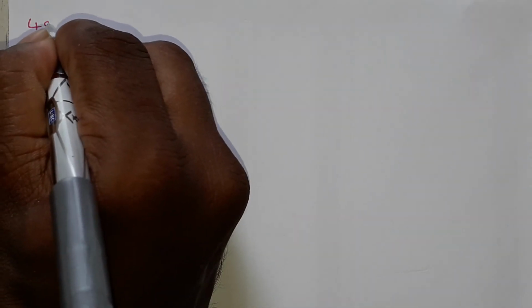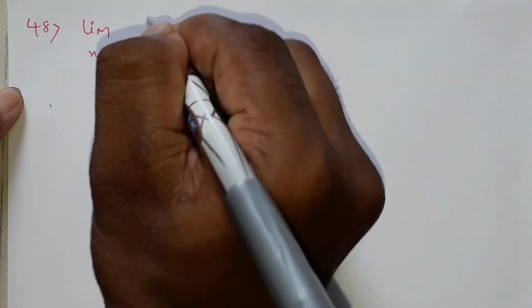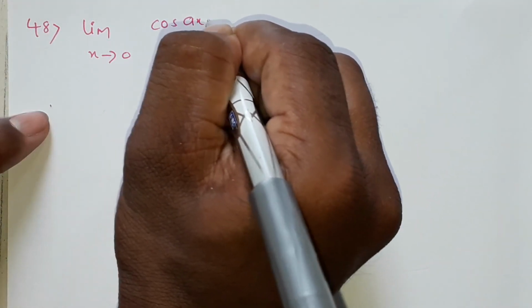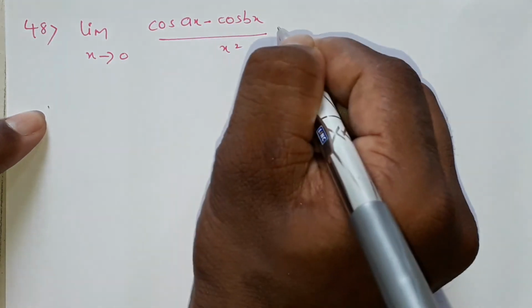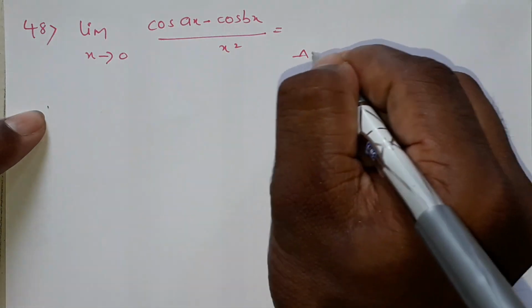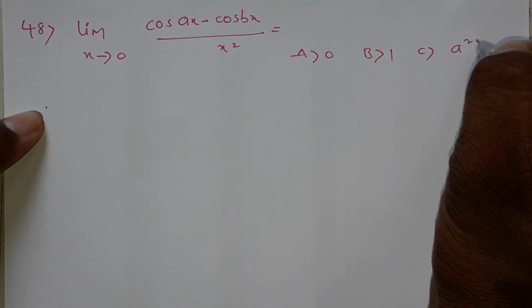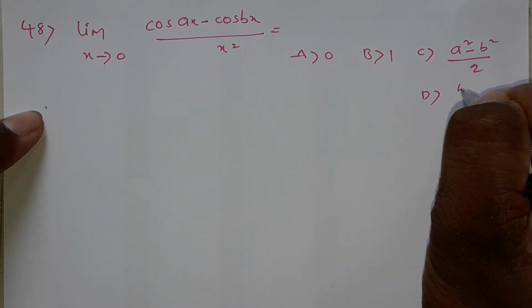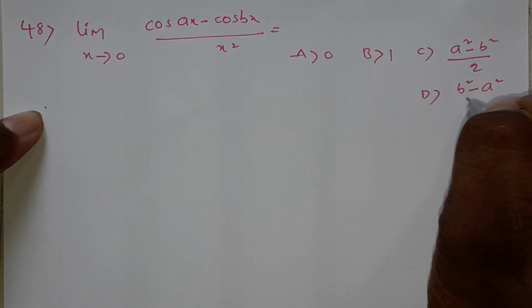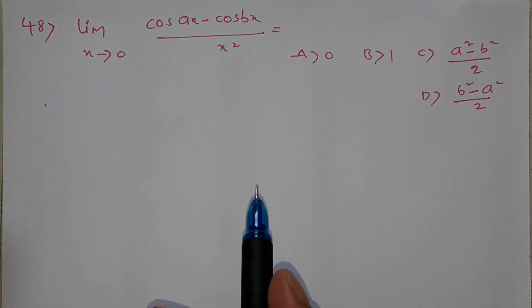Next question, 48. Limit extends to 0, cos ax minus cos bx by x square equal to. Option A is 0, option B equal to 1, option C is a square minus b square by 2, option D is b square minus a square by 2. Simple question. I think answer is a square minus b square by 2.